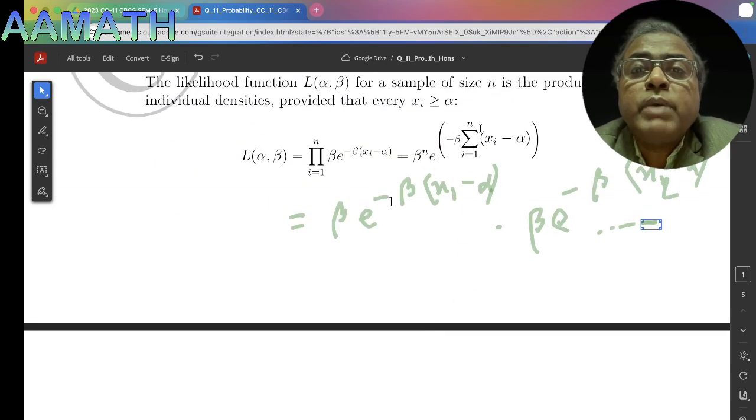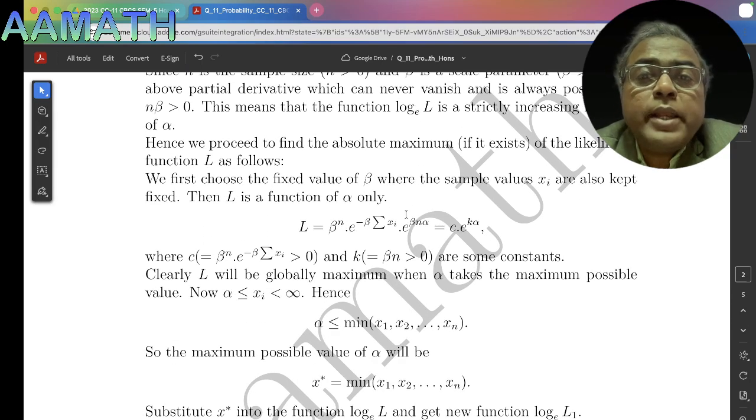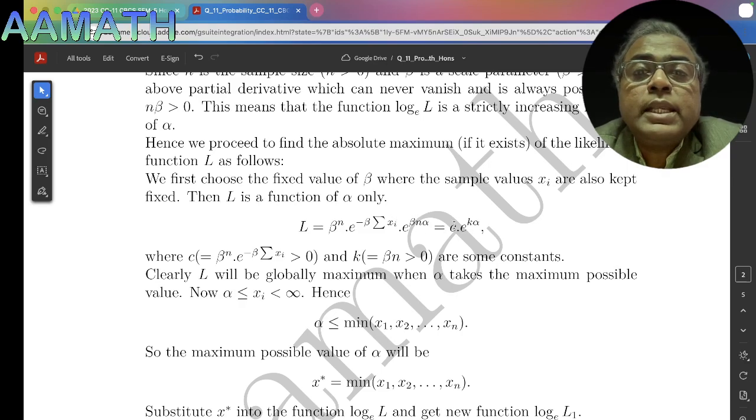So L function is this: beta to the power n, e to the power minus beta summation xi, into e to the power beta n alpha. Now we can write this equal to c into e to the power k alpha, because c equals beta to the power n e to the power minus beta summation i equal to 1 to n xi. So c is greater than 0, and here k equals beta n, also greater than 0. These are some constants.